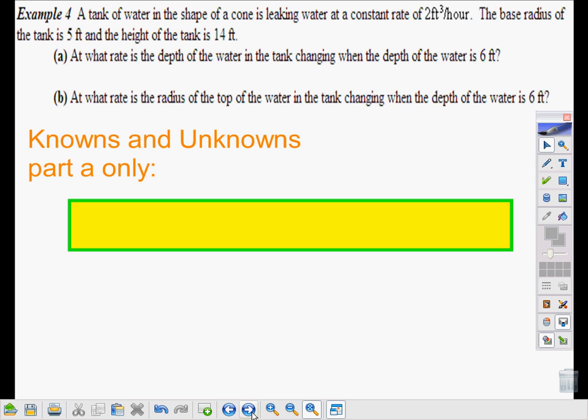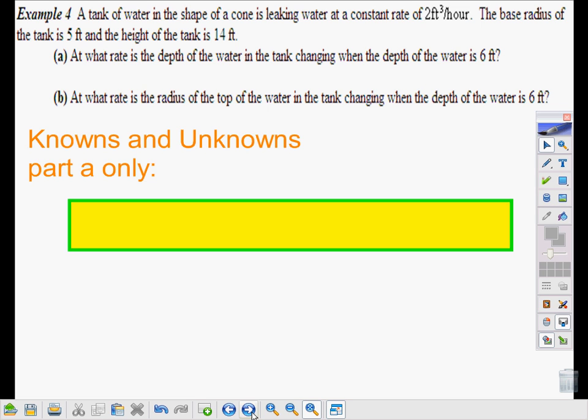Hunter, what else do we know? dr/dt is negative 2π. Okay, you said dr/dt. What do you want r to be? dh/dt. So what do you want h to be representing? The height of the water. Height of the water. So your height of the water is cubic feet. No, it's the volume. I put V. Okay, so you got to be careful with that. Unknown, we don't have the unknown yet.